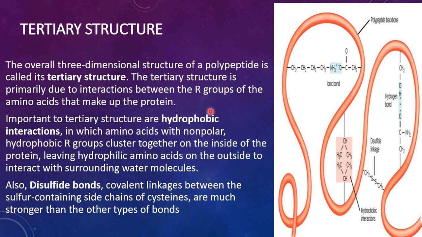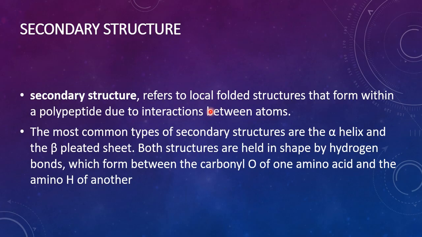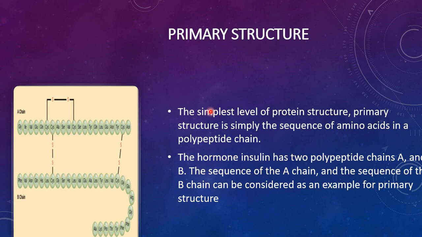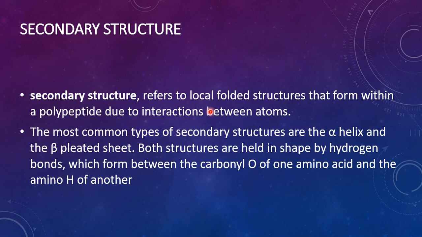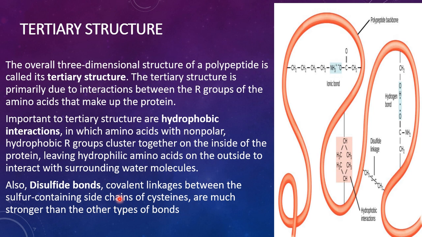Remember, in the primary structure and secondary structure, I told you that they are held together by hydrogen bonds formed between the carbonyl group of one amino acid and the amino group containing H of another amino acid. But coming to the tertiary structure, it is going to be formed between the R groups.